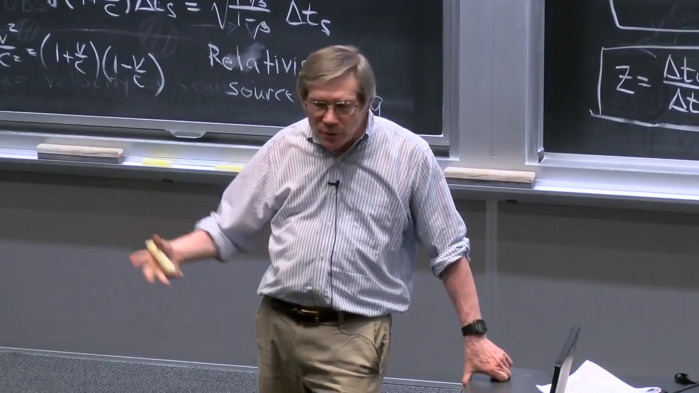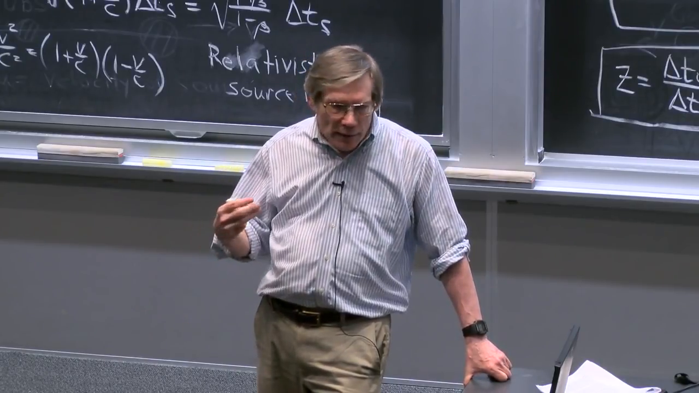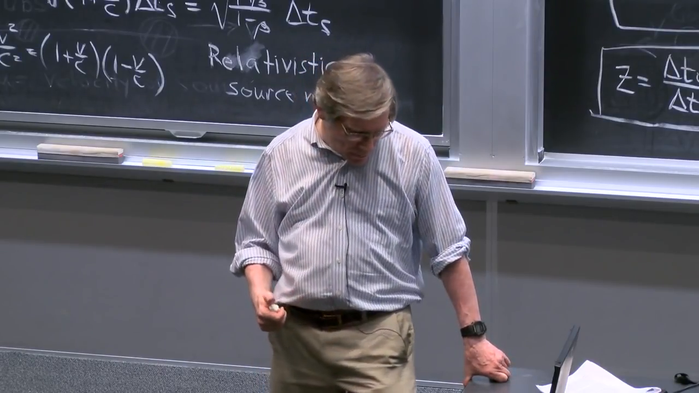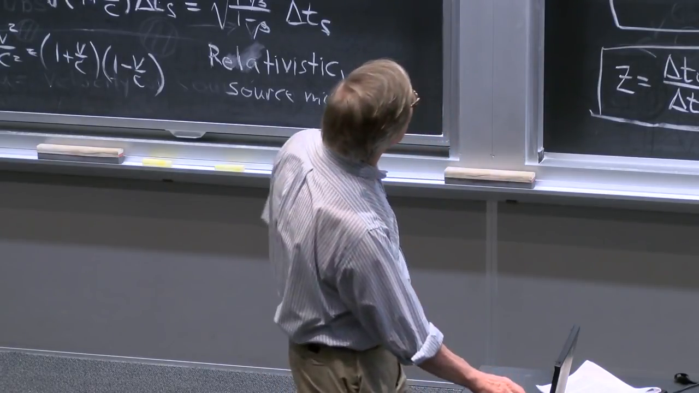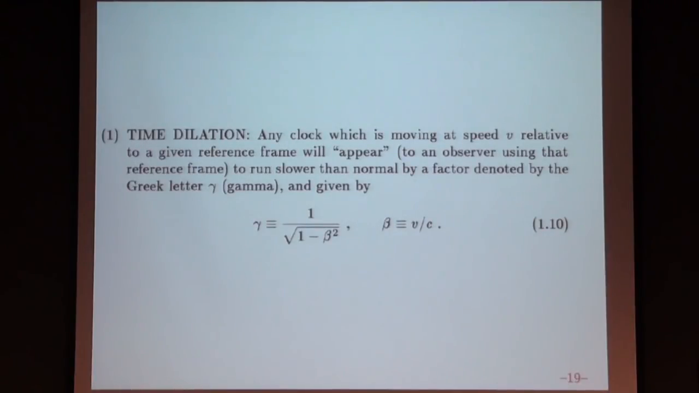And really all of special relativity, in some sense, is embodied by these 3 statements that we're going to be talking about, the first of which was time dilation, which we've already seen. I'll just remind you, time dilation says that any clock which is moving at speed v relative to a given reference frame will appear, in quotation marks, to an observer using that reference frame to run slower than normal by a factor denoted by the Greek letter gamma.